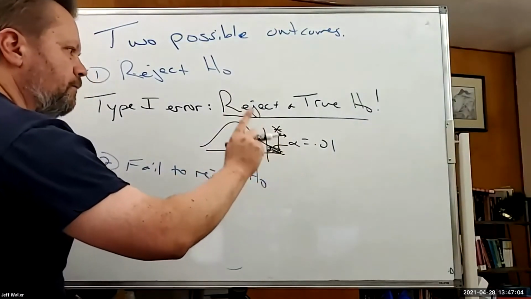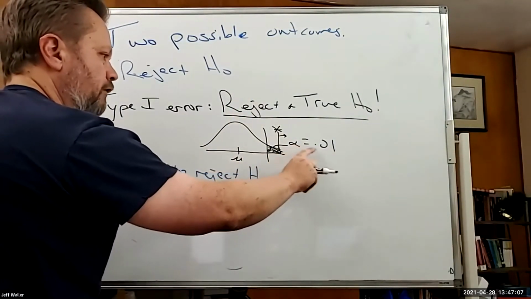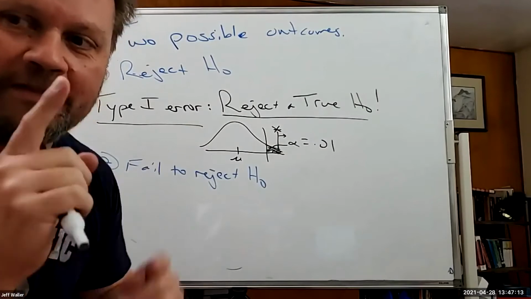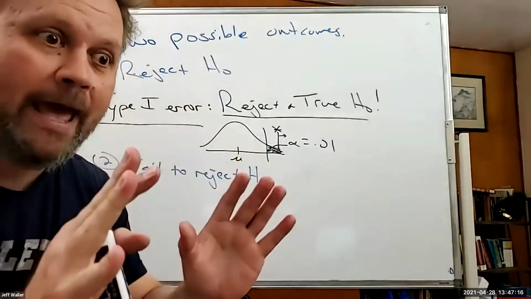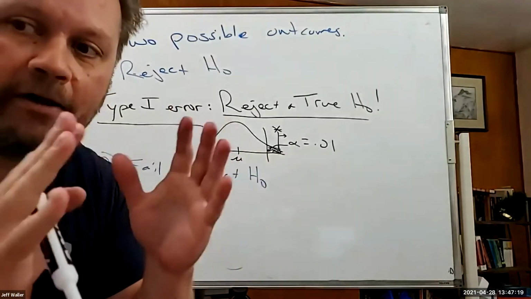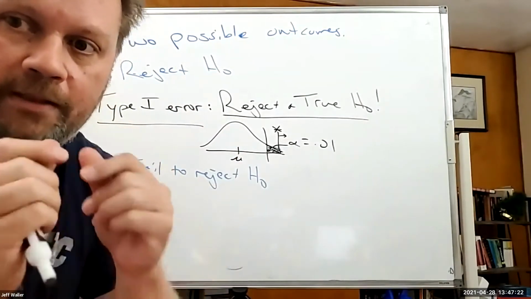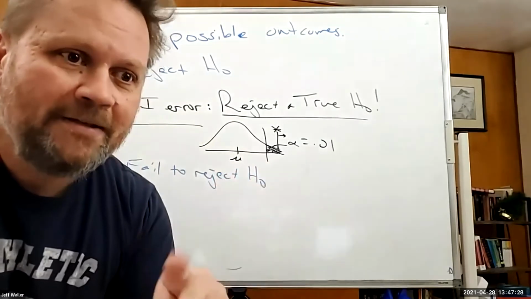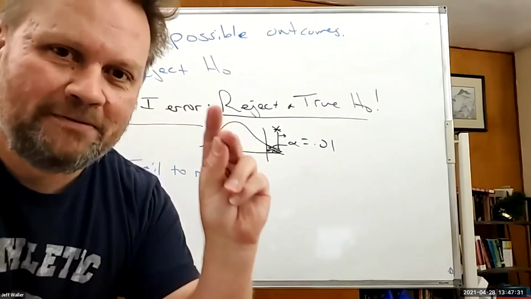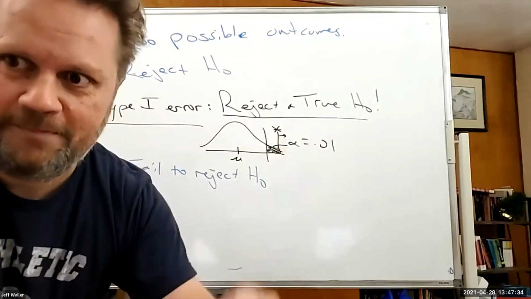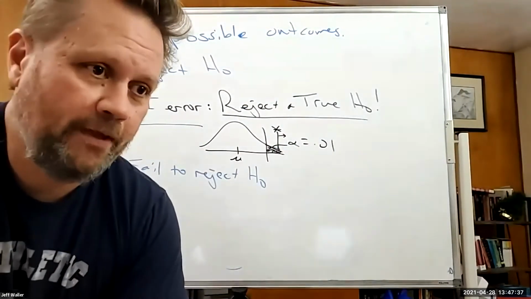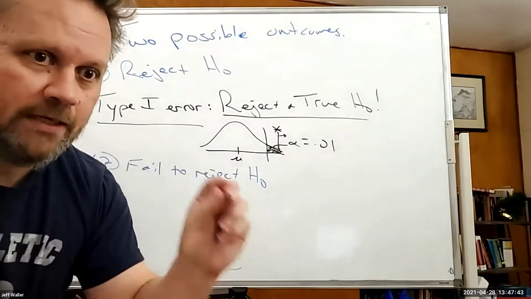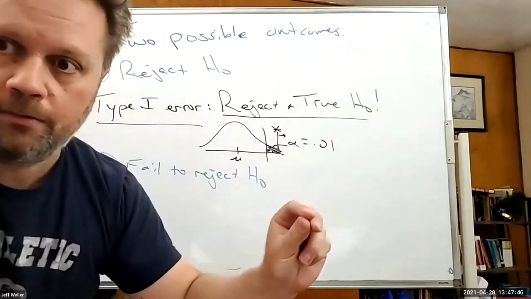So again, why would you possibly want to make alpha smaller if a type 1 error is bad? If a type 1 error is worse than a type 2 error, then you want to make alpha small, because alpha is the probability that you're going to make a type 1 error. A little asterisk, it's not exactly that, but it's close enough to discuss. So a type 1 error is rejecting a null that's actually true.